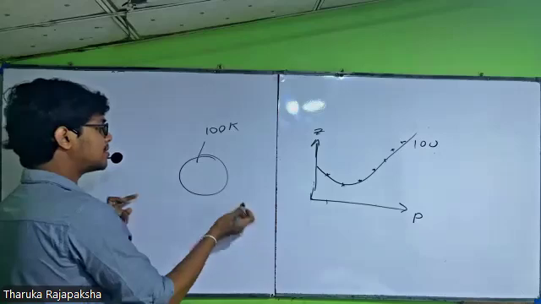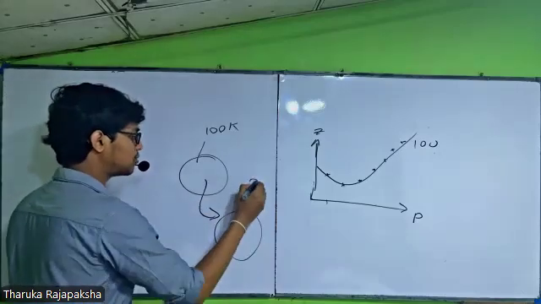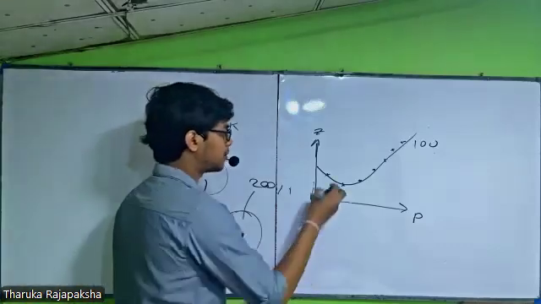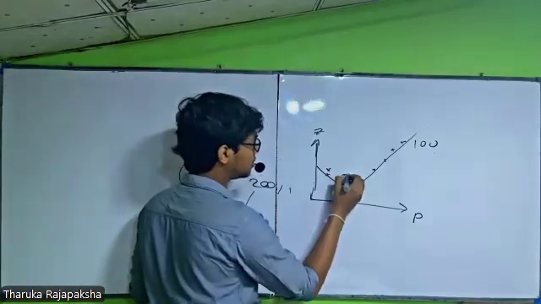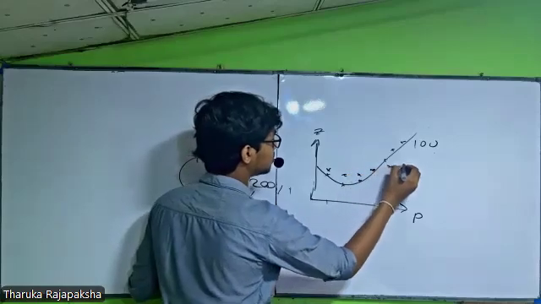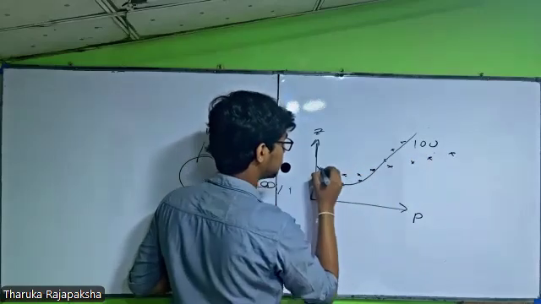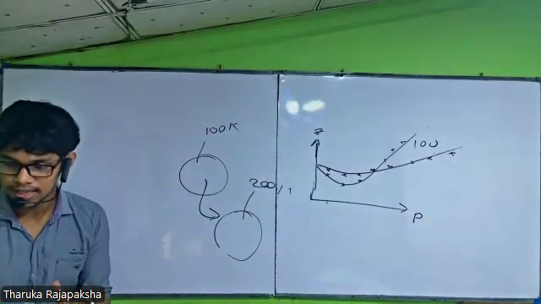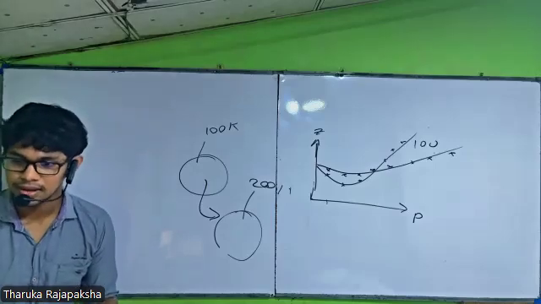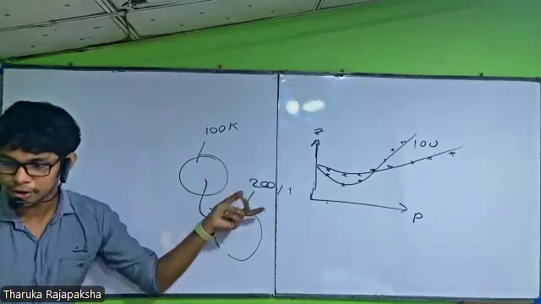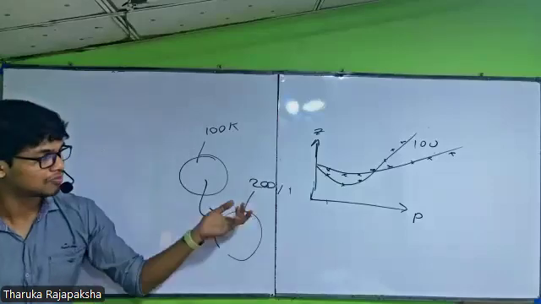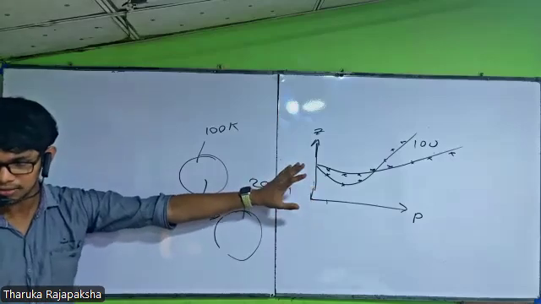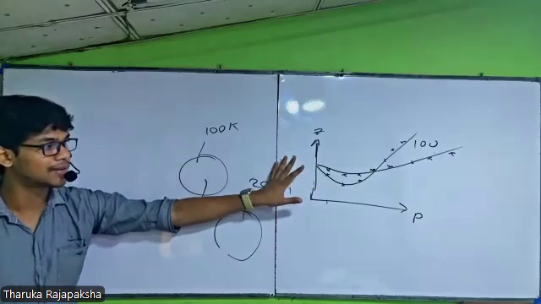You take the same gas sample and make it 200 Kelvin now. Again you plot this graph. And now you get a point above that. Here. Get the idea? We are going to change the temperature and plot the same graph again with the same gas sample. That's what we are doing, right? So get the basic idea.